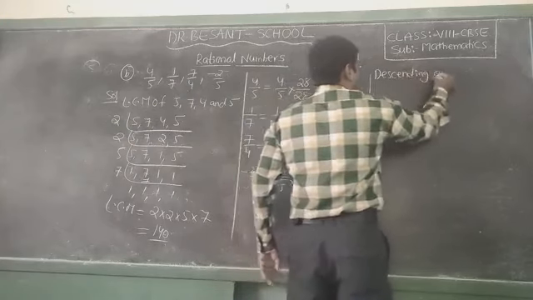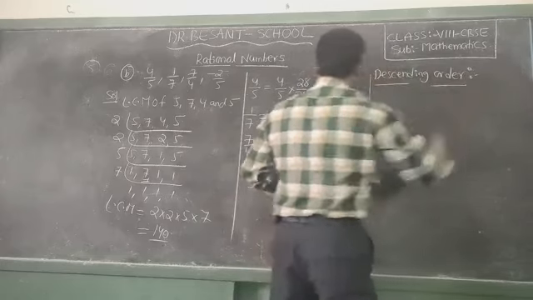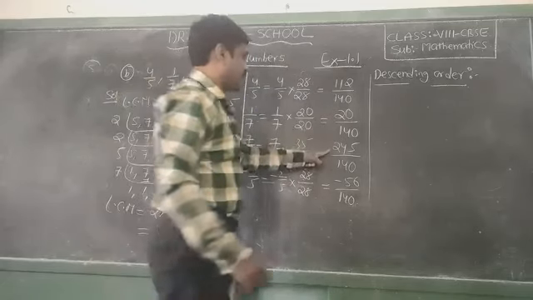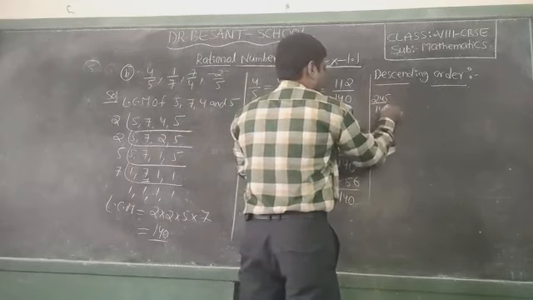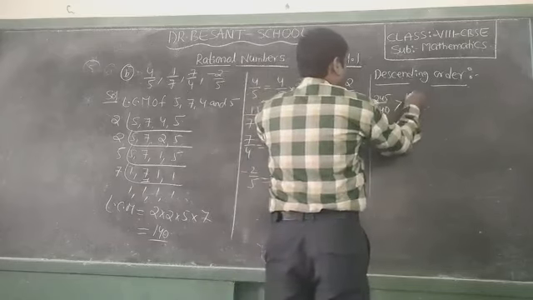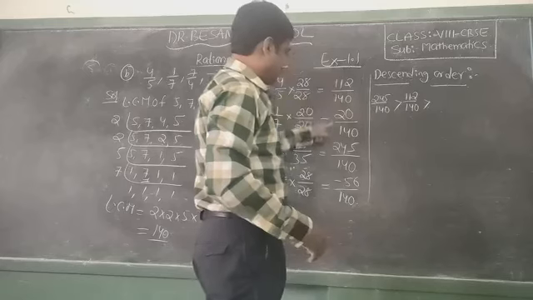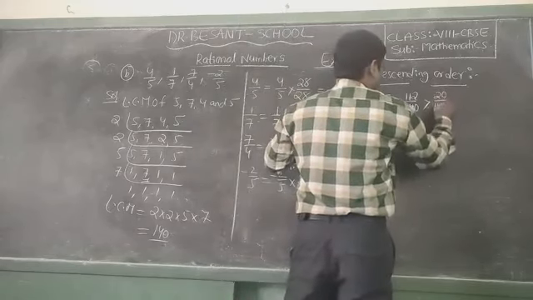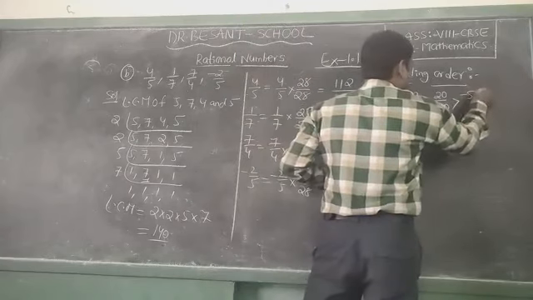Descending order. So descending order, which is bigger, 245 by 140. It is greater than, next 112 by 140. Next 20 by 140. Next minus 56 by 140.